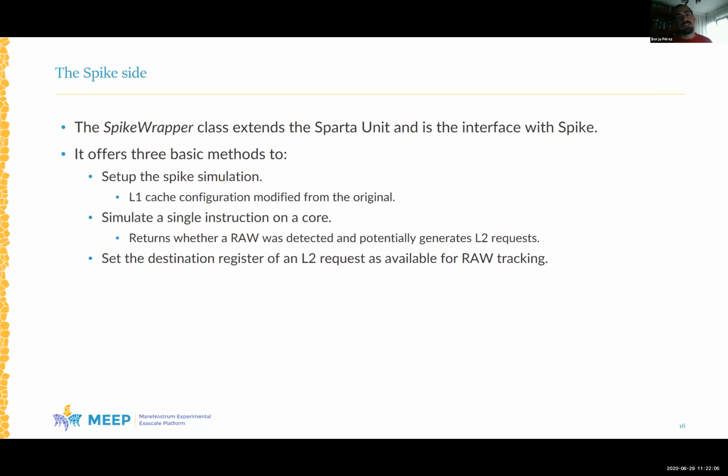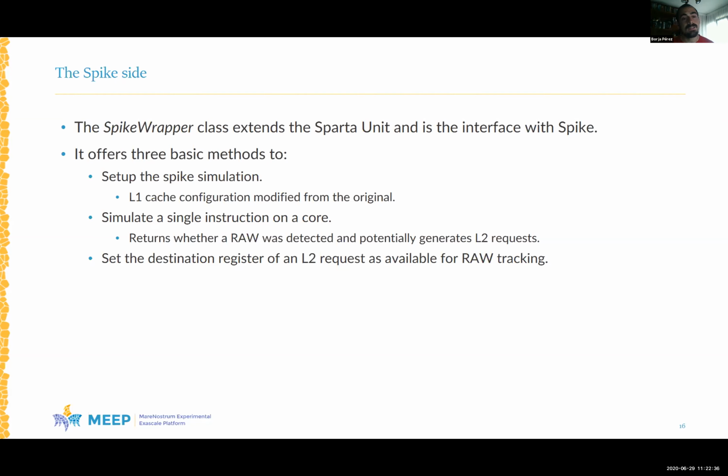One, to set up the Spike simulation, and it also sets up the L1 caches. To do this, we use the L1 capabilities that Spike already offers. We had to do some small changes, but the bases are the ones that Spike offers. Then it tries to simulate 1 instruction per core. That's another method of the interface. And there's a third method, which is to set a register as available for the RAW tracking.